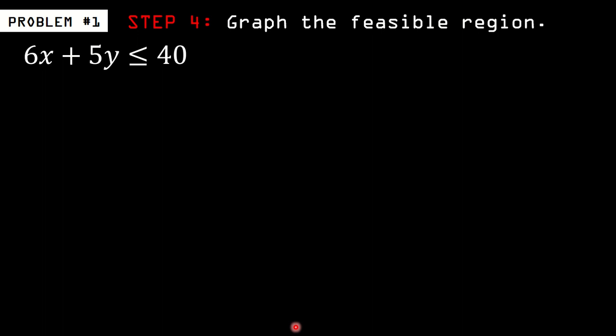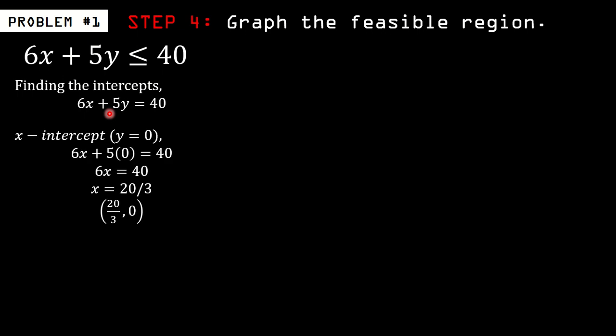We need to determine the intercepts. So let's say we have here 6x plus 5y is equal to 40. And if you will recall, for us to identify the x-intercept, we let y be equal to 0. So we have 6x plus 5 times 0 is equal to 40. In this case, I did not use the slope-intercept form. I proceed with the linear inequality form.